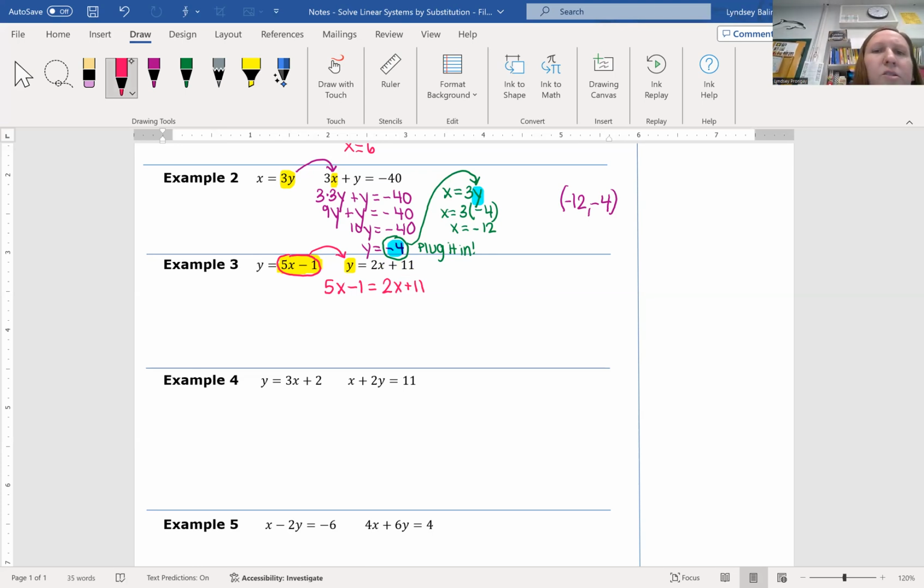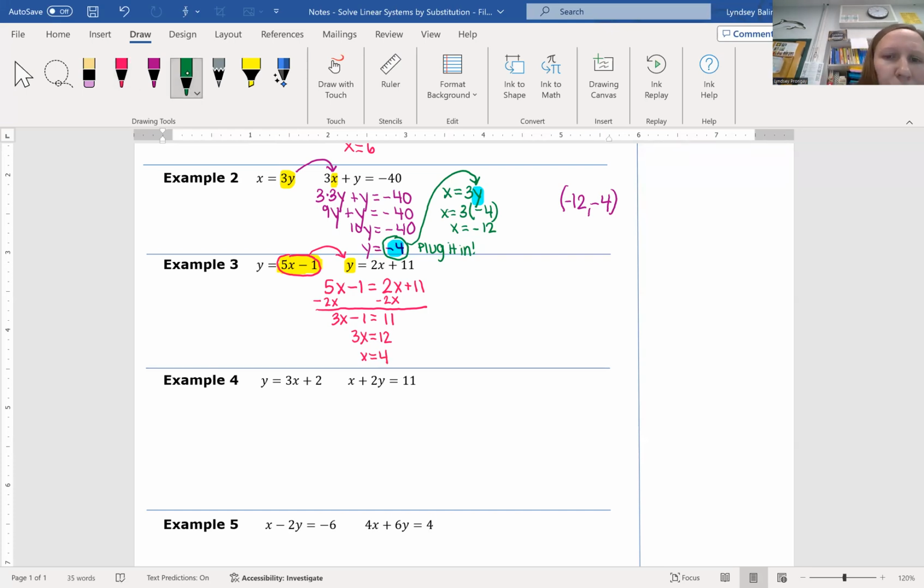Okay, so variables on both sides here, I have to get them to the same side. So I would start by subtracting 2x. I'm going to write super small on this one. So we get 3x minus 1 equals 11. We would add 1 to both sides. So we get 3x equals 12. And then we divide by 3, and we get x equals 4.